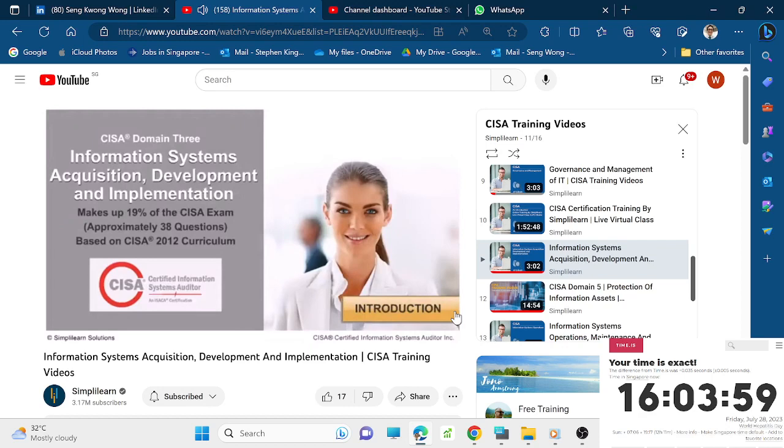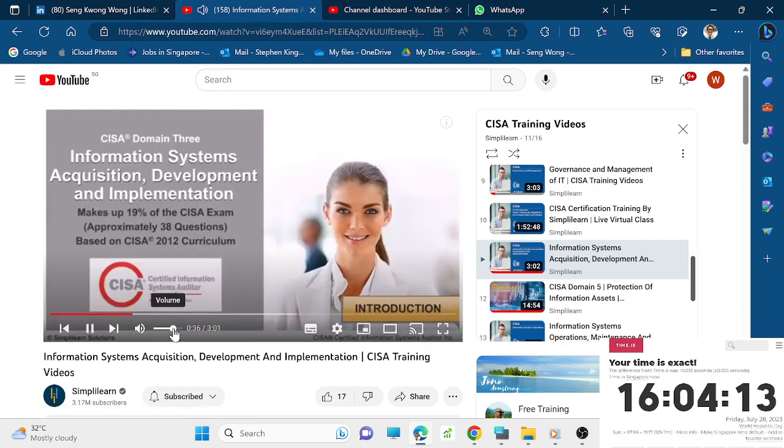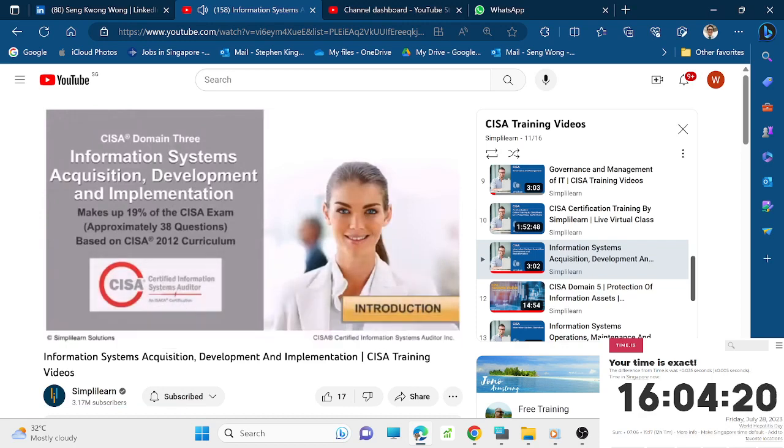Hello once again, and welcome to the third part of CISA Course by Simply Learn. In the previous section, we covered the governance and management of IT. The discussion in that section revolved mainly around ensuring that IT delivers optimum value towards meeting the organization's core objectives.